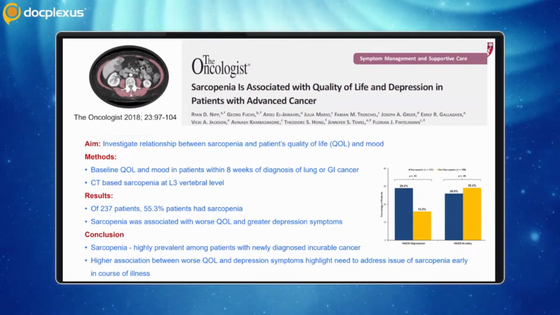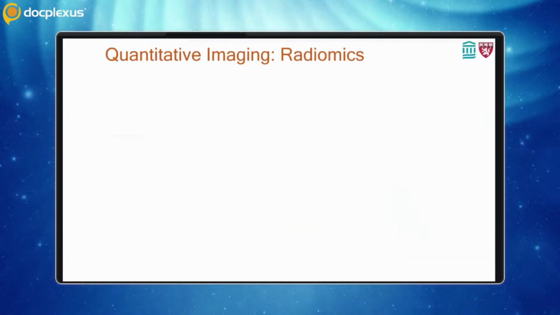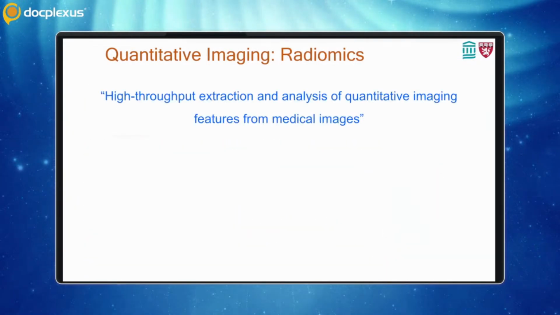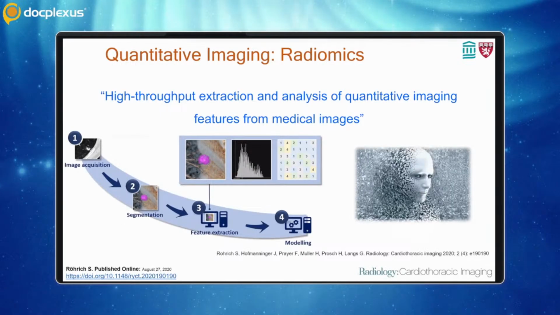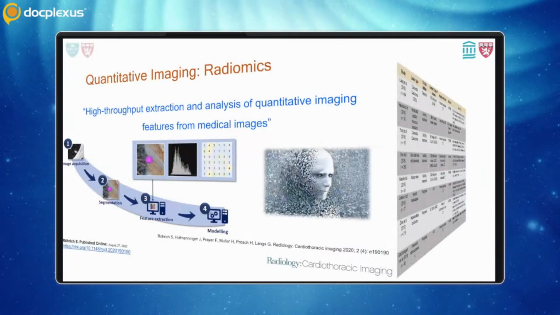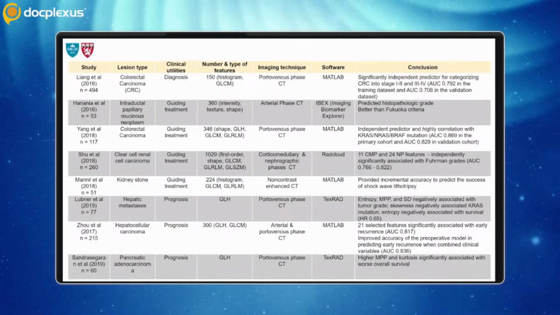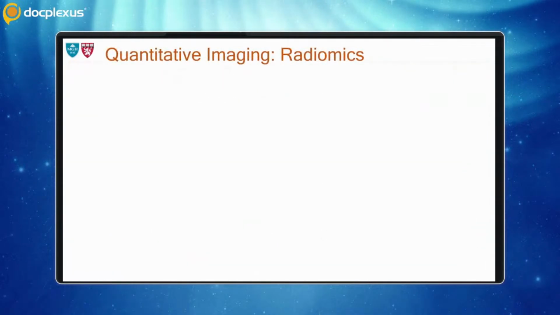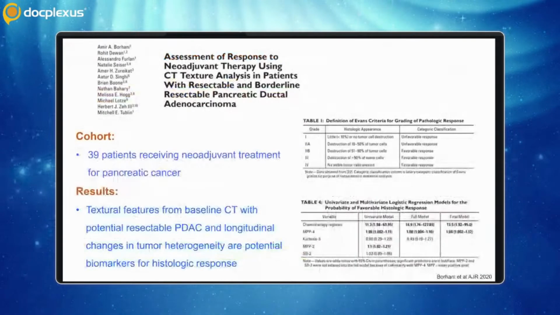The second element of quantitative imaging I want to focus on is radiomics. Radiomics refers to high throughput extraction and analysis of quantitative imaging features from medical images. It's a huge field. There are multiple different types of quantitative imaging parameters in radiomics which allow characterization of different diseases. From the perspective of pancreatic cancer, there's a lot of interest in using radiomics for better characterizing response assessment in those patients who undergo neoadjuvant treatment.